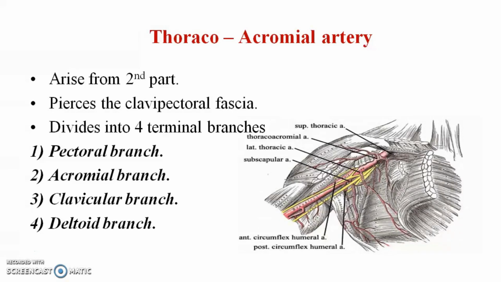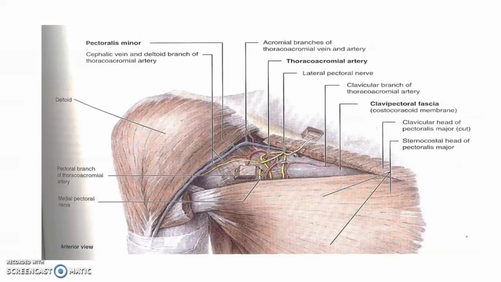So these are the branches given by thoracoacromial artery. And you can see in this picture clearly, you have deltopectoral groove, that is between the deltoid muscle. This is deltoid muscle, this is the lower border of deltoid muscle, and this is pectoralis major muscle. This is the upper border of pectoralis major, and then we will be having here a space. So this space is called as deltopectoral groove.